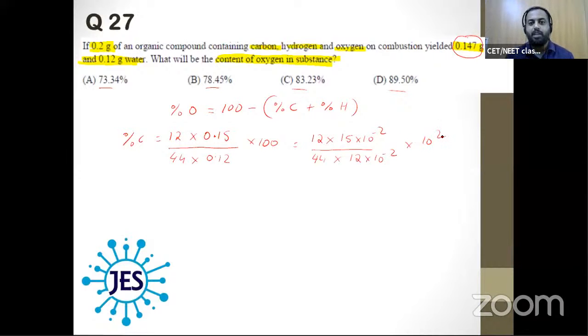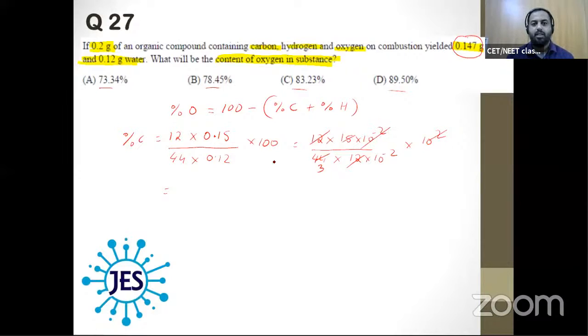See, the calculations became simple. Now 12 and 12 get cancelled. 15 and 44. 44 I can take to be 45 approximately. 15 and 45 is almost 3 times. Now 10 to the power minus 2 and 10 square get cancelled. Just a second. What happens? This will be 100 by 3. Does 100 by 3 come out? Let me check it once. Let's see if there is any mistake.